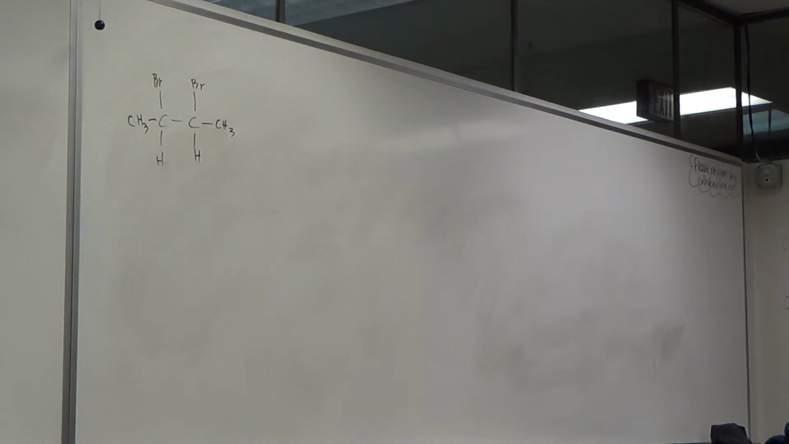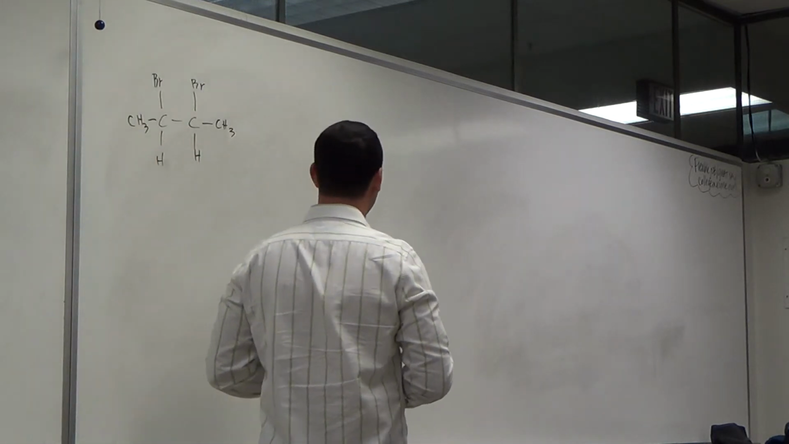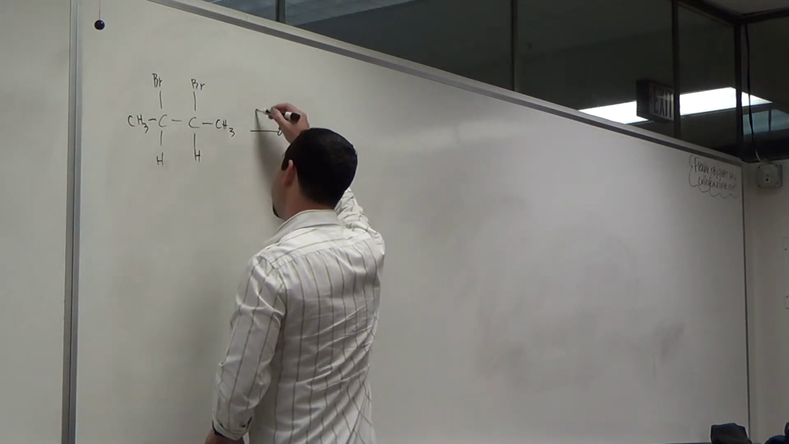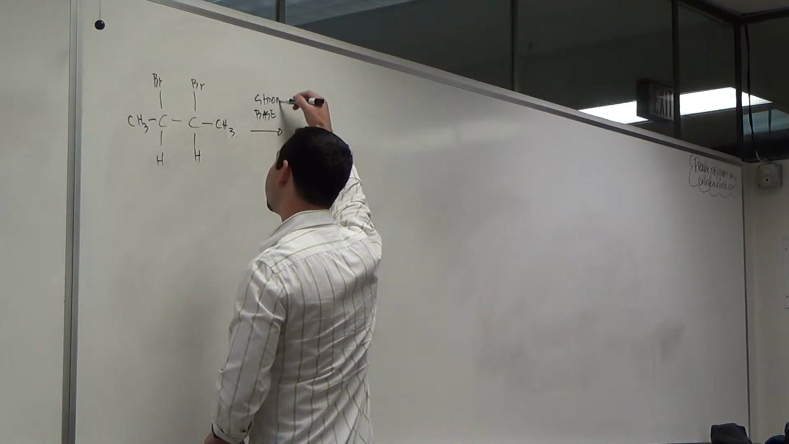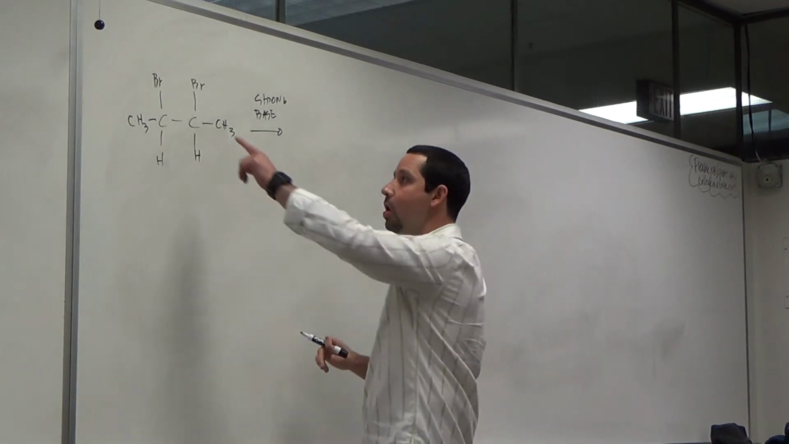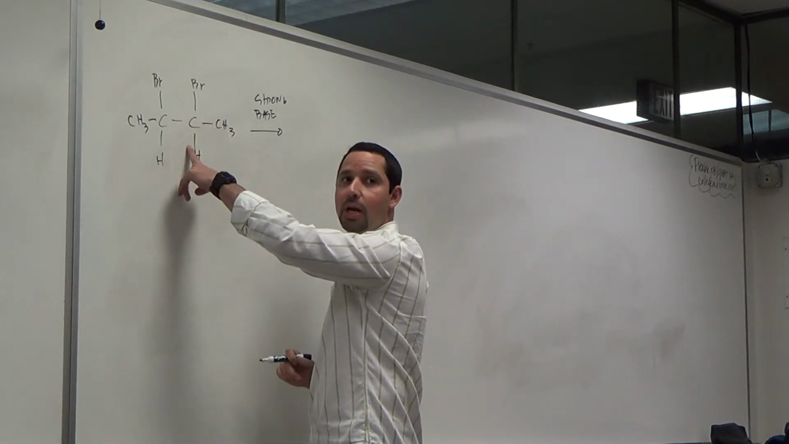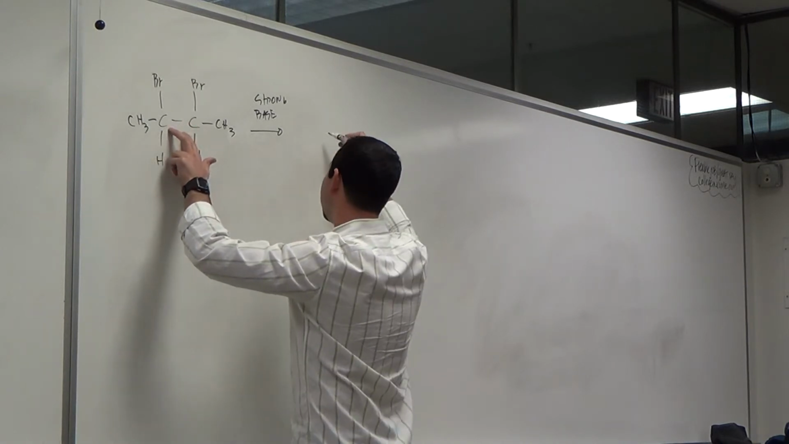Okay, that's called a vicinal dihalide. If I treat this vicinal dihalide with a strong base, there is going to be one elimination. So the Br and this H are going to leave, and it's going to have another vinyl.